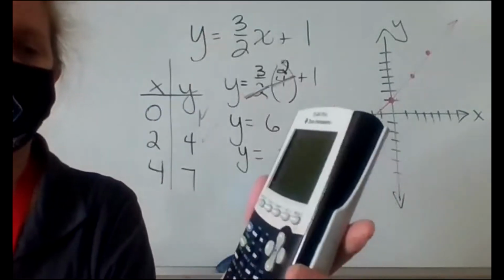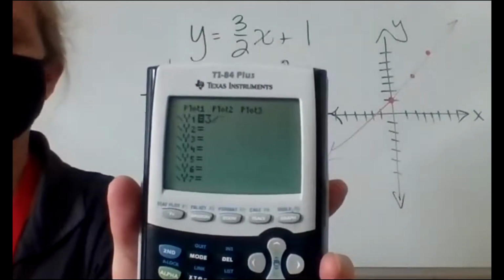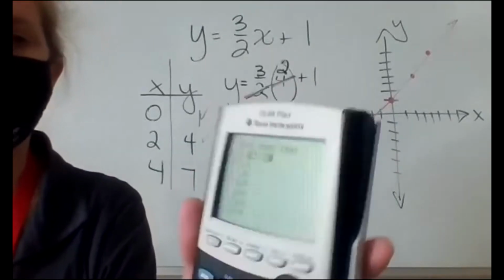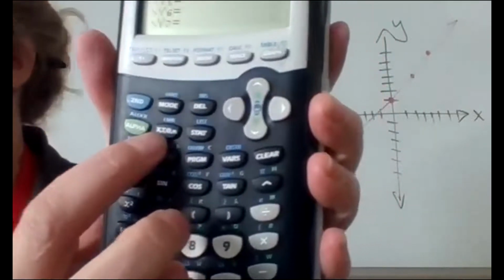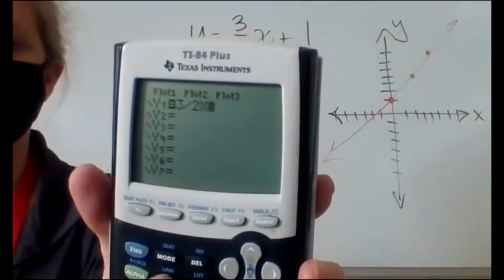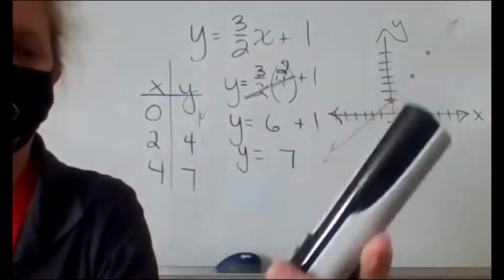So in my Y equals here, I'm going to put 3 over 2x plus 1. So 3 divided by, that's how you're going to get your fraction bar, the division button. 3 over 2. Your X button is this button right here. It's got an X, a T, and some other stuff. That'll give you your X. And then plus 1.